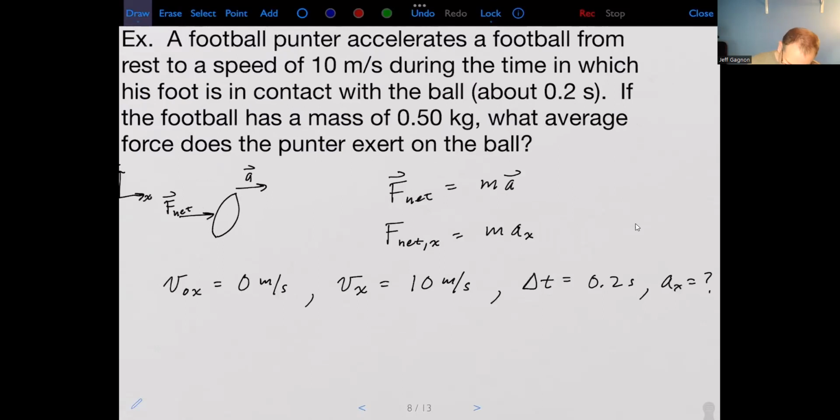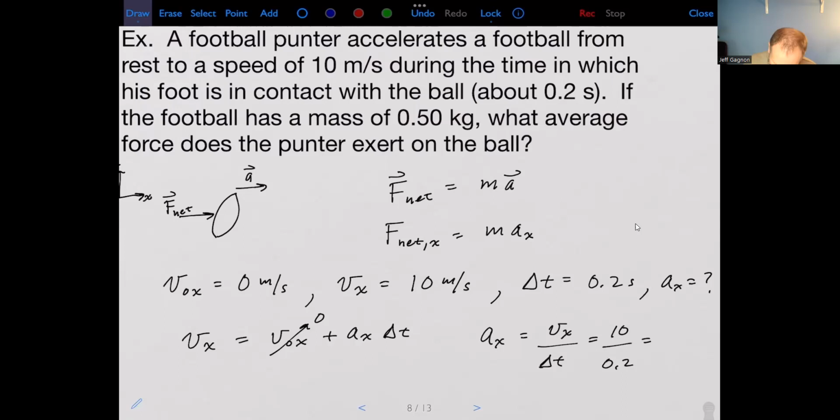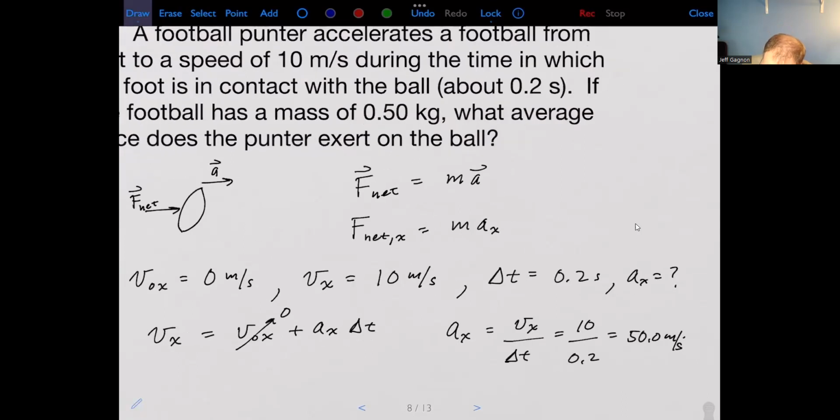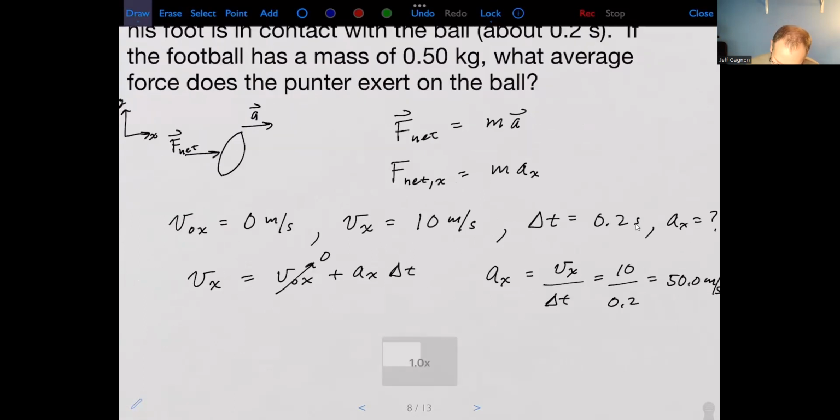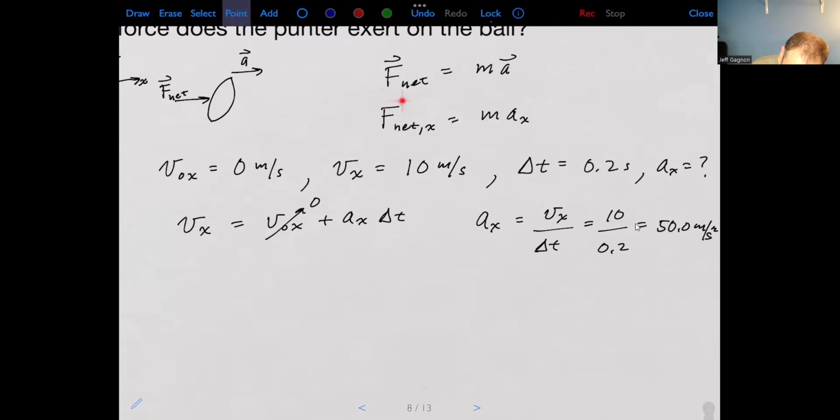However, if you go back to your kinematic equations, you recognize that we have an equation that involves all those variables. So v x equals v naught x plus a x delta t. This term is just zero. And then I can solve that for a x. If I divide both sides by delta t, it's going to be v x divided by delta t. So if I plug in, this is 10, and this is 0.2, so it's going to be 50 meters per second squared. So 50.0 meters per second squared, that's my acceleration in the x direction. So now how do I find the net force acting on it? Now I can use this equation right here.